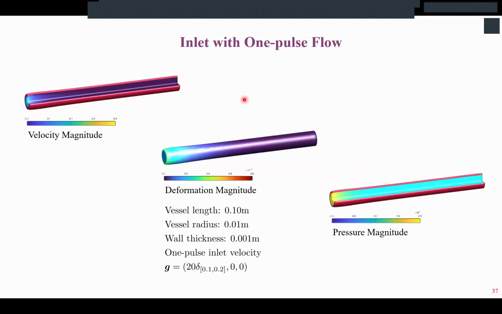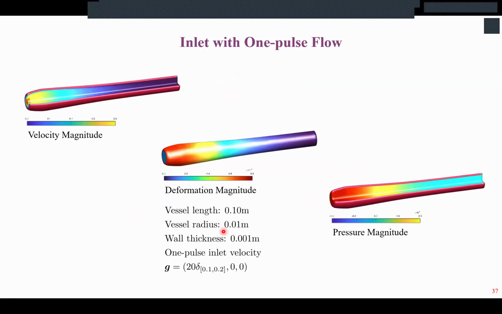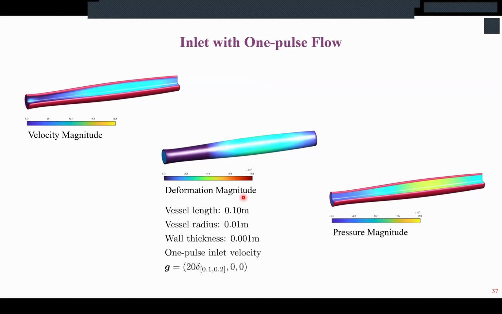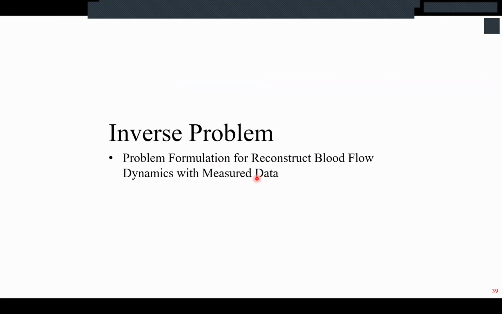Okay, here we present another example where we can observe some propagation phenomena. You can see we take a much sharper inlet boundary condition, and this enables the propagation phenomena to show up. Okay, so that's for the forward problem part.